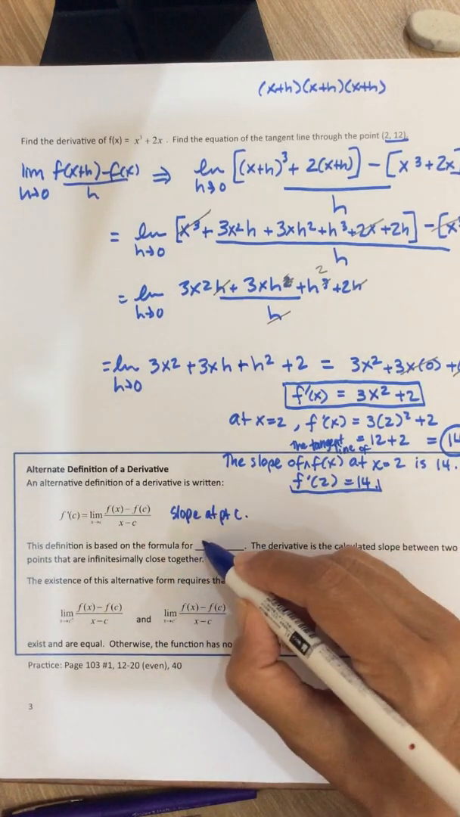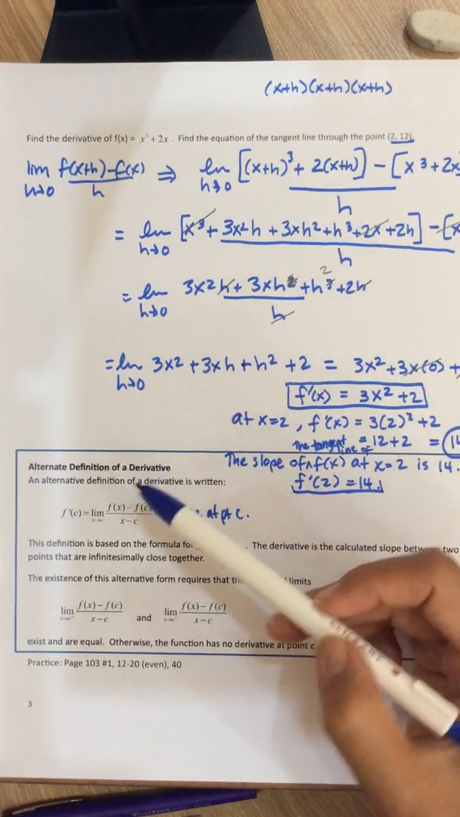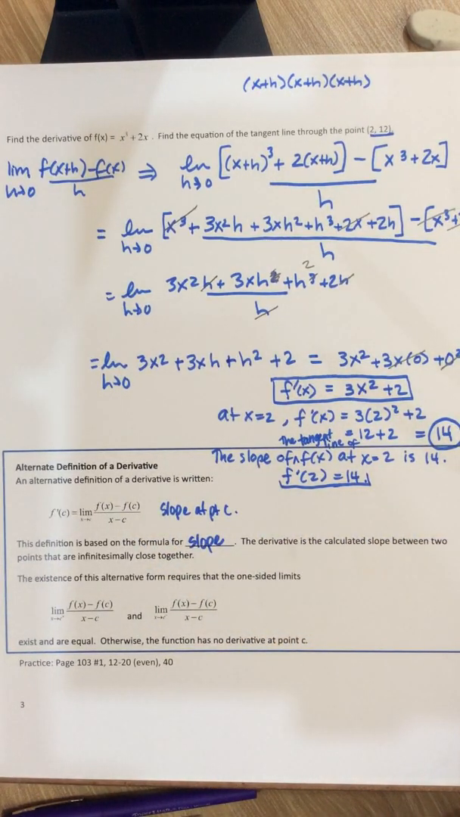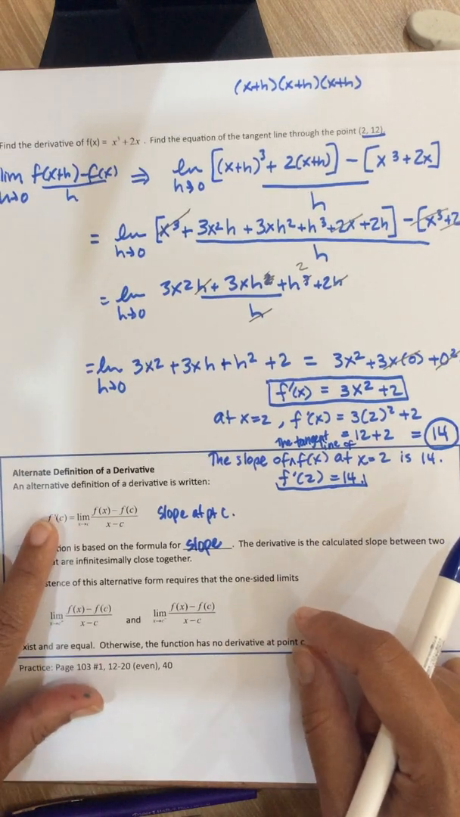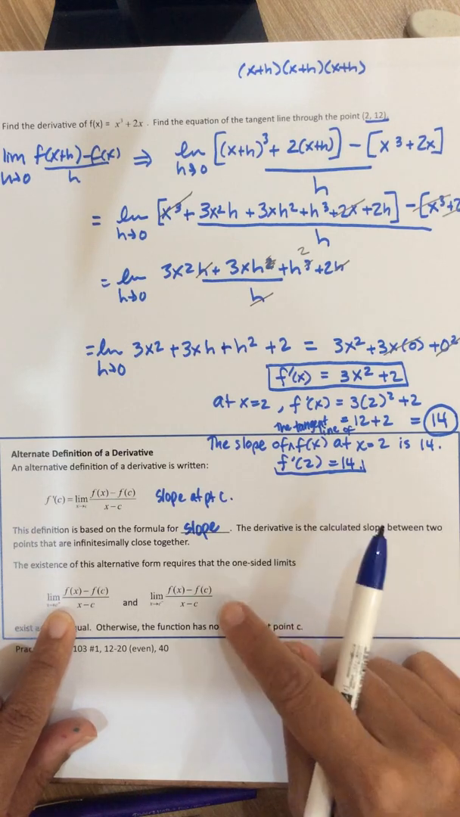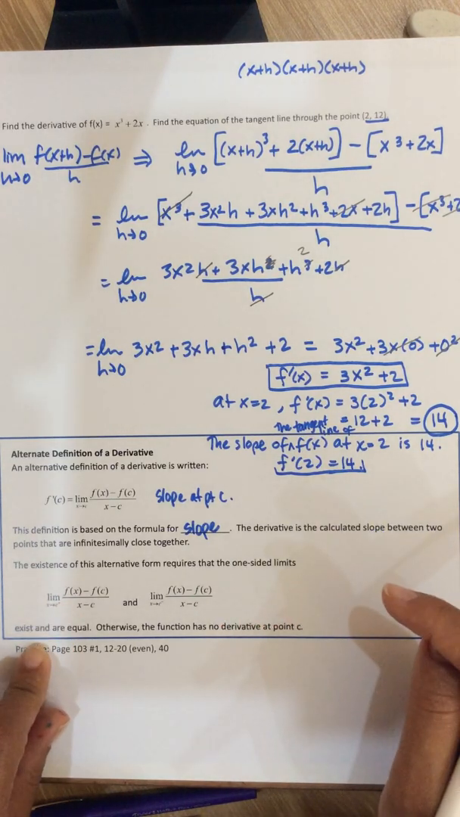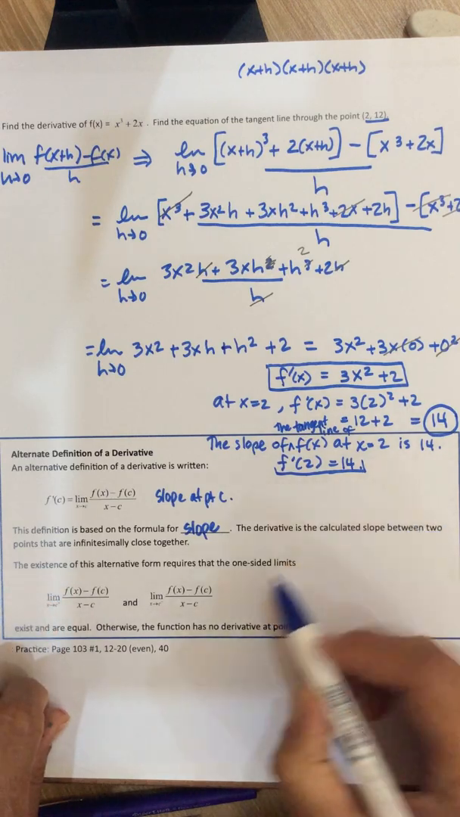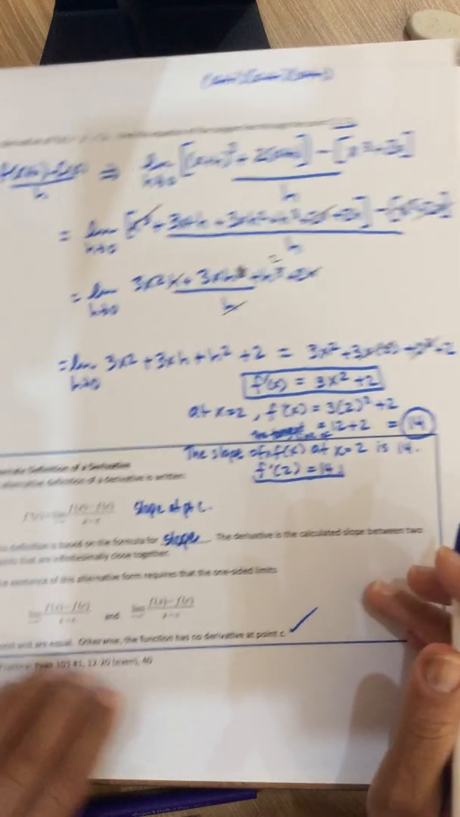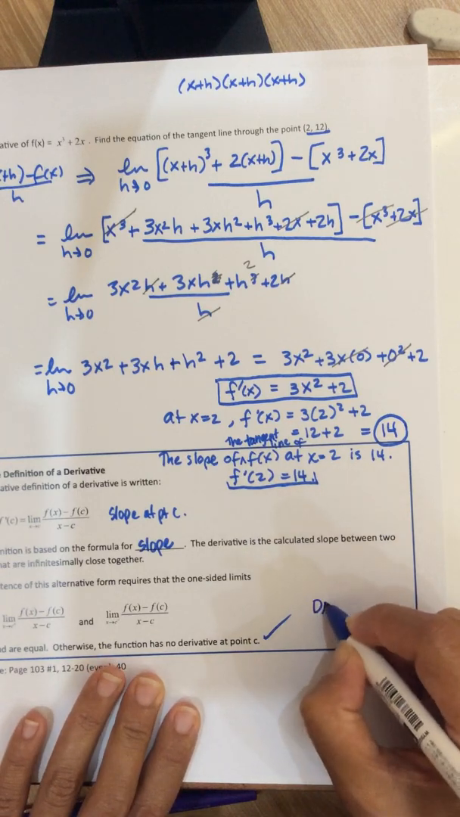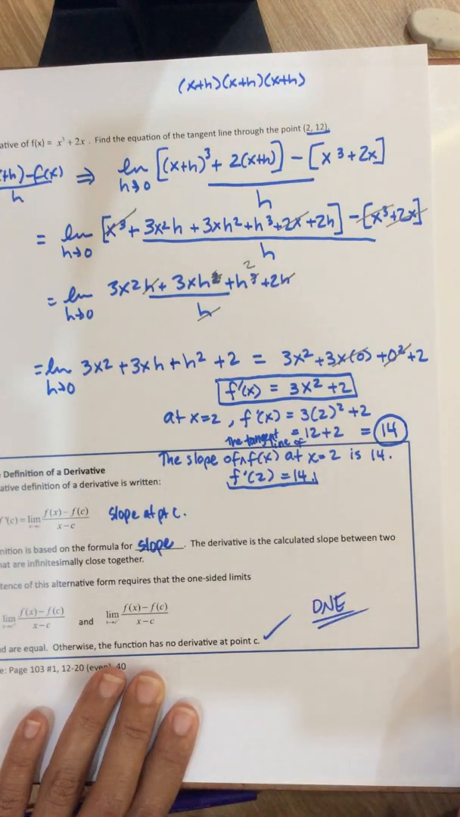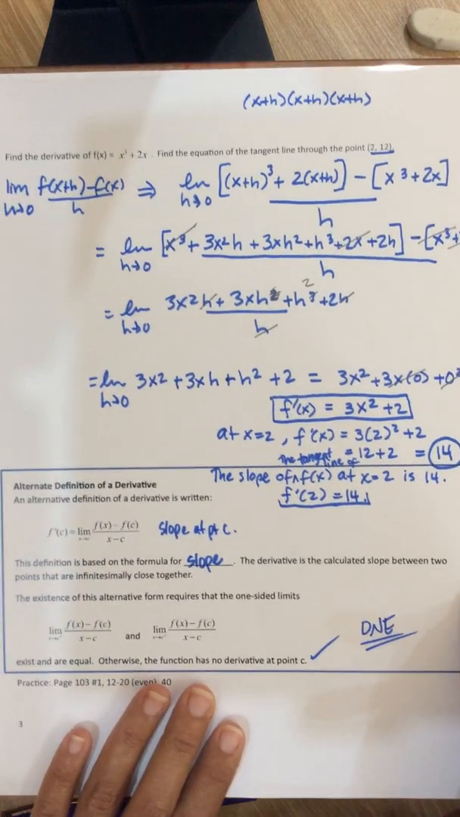This definition is based on the formula for slope, right? Just like ours was. And the derivative is the calculated slope between 2 points that are infinitesimally close together. And so the existence of this alternative form requires that, just like for any limit to be true, the left side of the limit has to equal the right side of the limit, right? They have to both exist, they have to both be equal. Otherwise, there can be no derivative at c. So there will be times when the derivative does not exist, right? Just like there are slopes that do not exist, okay? But we'll talk about that later.